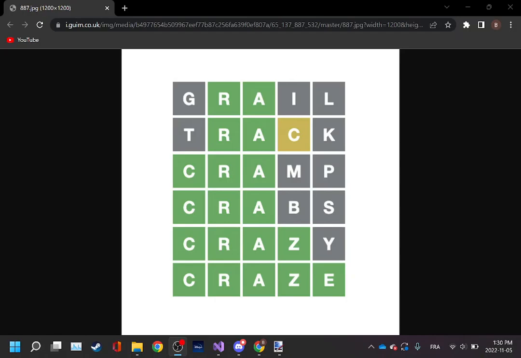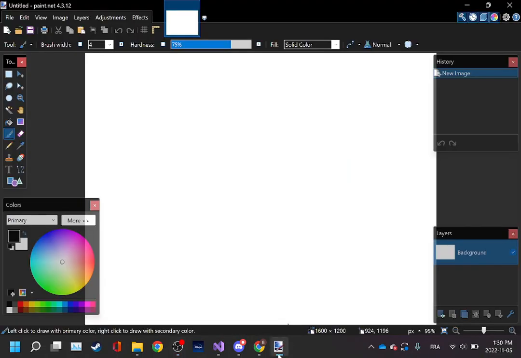So Wordle was a worldwide phenomenon game. If you don't know how it works, go learn it, because I'm not going to explain it to you. So I decided to remake it in C sharp because I was bored in class. So let's think about how we would do that.